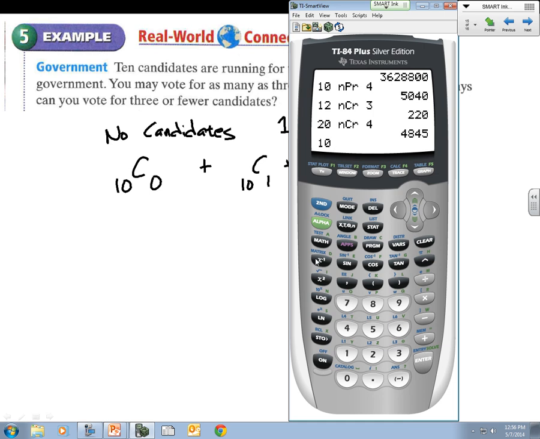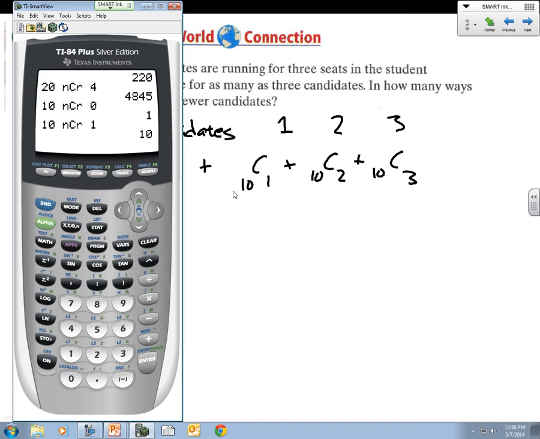10C0 is going to be 1. So by definition, there's only one way to vote for no candidate. So anytime you have a 0 here, the answer is going to be 1. How about 10C1? That's going to be 10. There's 10 different ways to pick one person. So anytime you see a 1, it's going to be the same thing as the back end here. And then things will change.